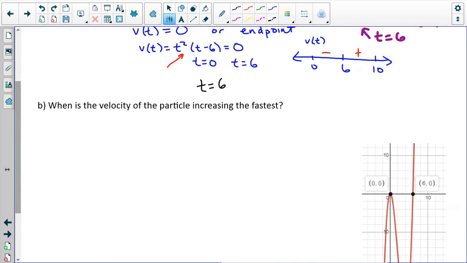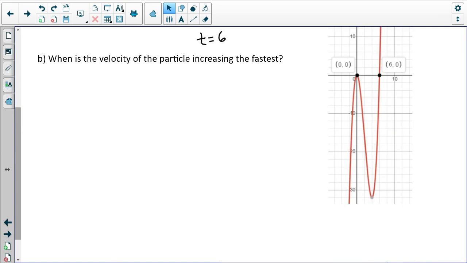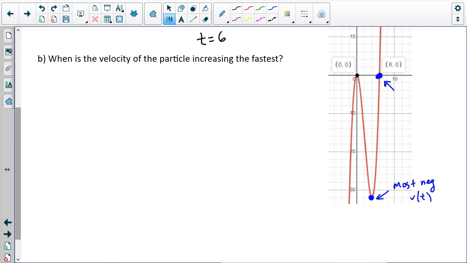When is the velocity of the particle increasing the fastest? Oh, by the way, if I take a look at the velocity graph, that makes some sense. My velocity is negative until here. This is actually the point when my velocity is most negative. And then this is the point when the velocity is 0 at 6. So v of 6 equals 0.